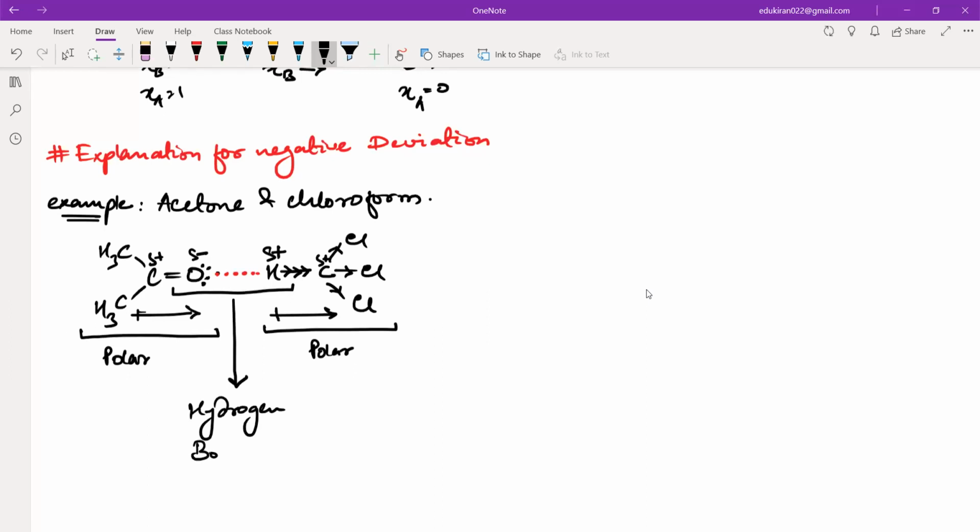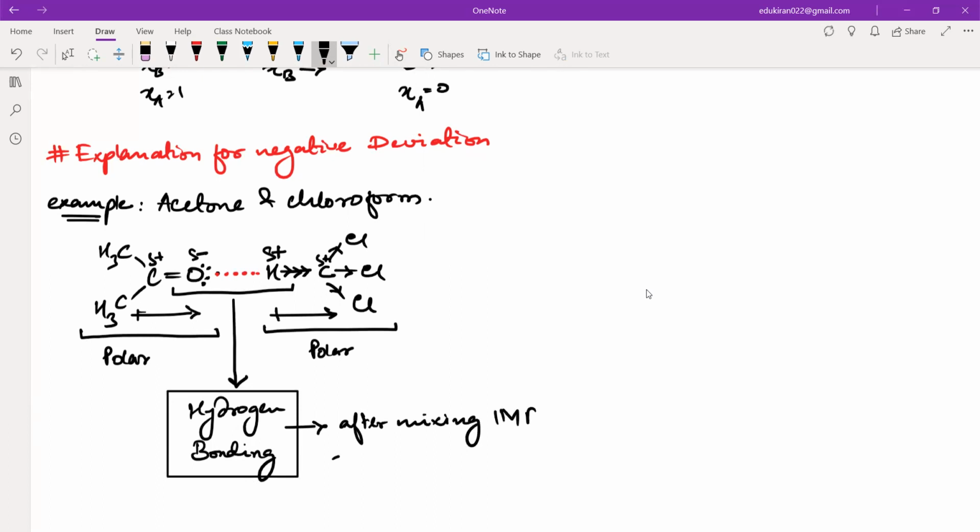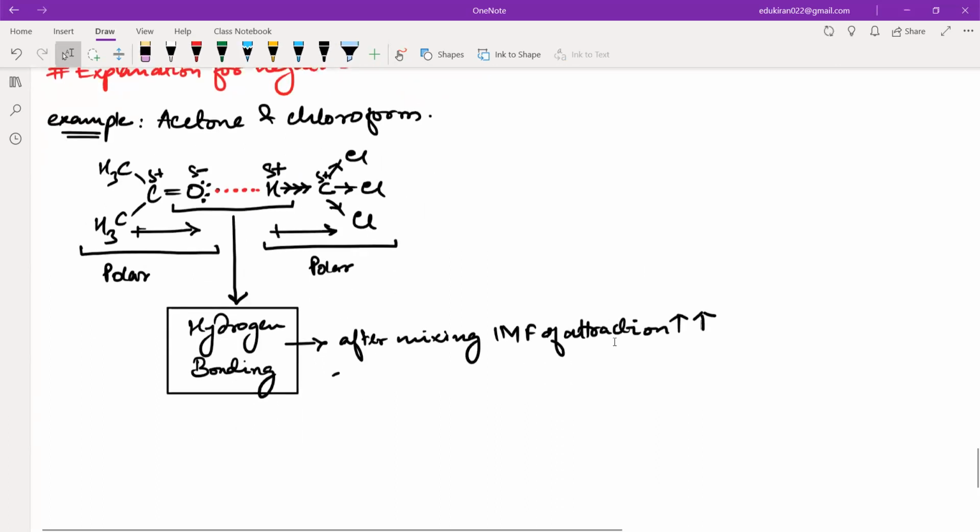Now this hydrogen bonding is completely new. And if we are forming hydrogen bonding, then what can we say? We can say that after mixing, intermolecular forces of attraction increase. And that is why, if the intermolecular force of attraction increases, the escaping tendency will be lowered.